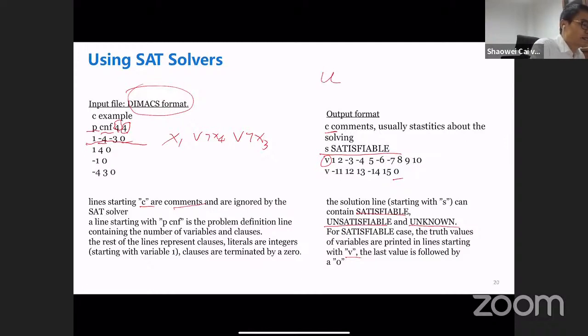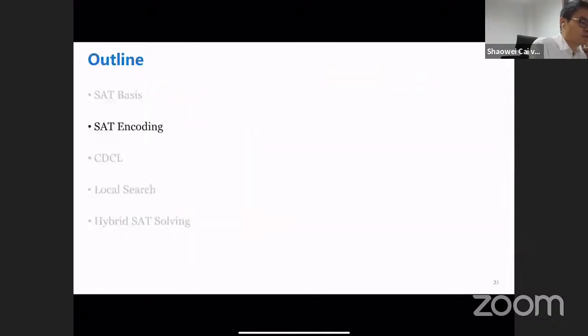For the unsatisfiable case, some solvers support the DRAT or other proof formats to support the proof. I guess another tutorial given by Manai is about this part, and I guess he has shown you many aspects of these proofs.